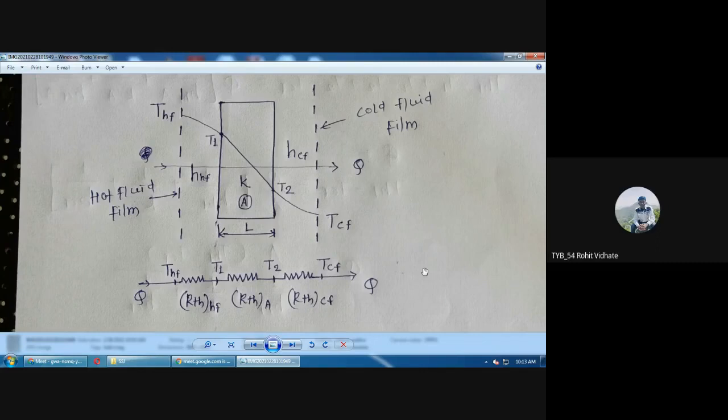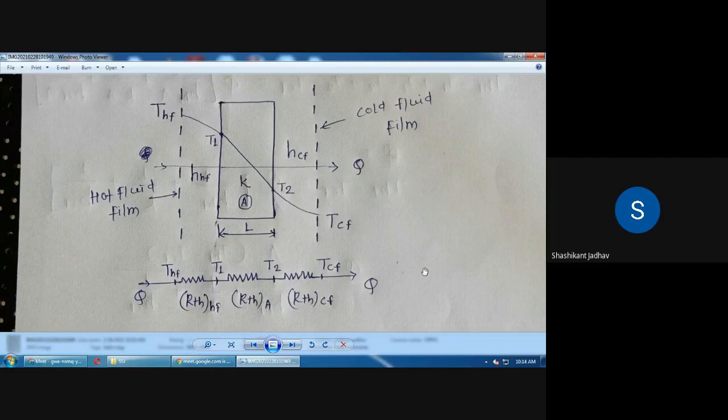HCF into A into T2 minus TCF. Correct. So we have to understand the boundary conditions or temperature difference for the right hand phase, that is cold fluid, that is T2 and TCF. What is the heat transfer coefficient? That is HCF. Okay, and capital A is area, same for this total surface. So Q is equal to HCF into A, and what is the temperature difference for the cold fluid? That is T2 minus TCF.